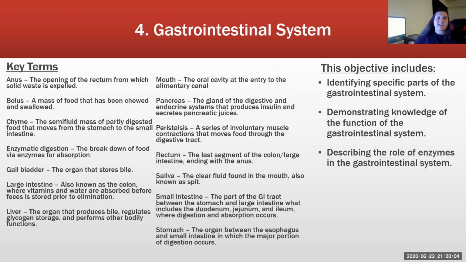Okay, gastrointestinal system. Holy crap, this is a huge system. Key terms, pause, familiarize yourself. And again, if you need help, there's additional resources that I've provided. We need to be able to identify specific parts of the gastrointestinal system, demonstrate the knowledge of the functions of the gastrointestinal system, and describe the role of enzymes in the gastrointestinal system.